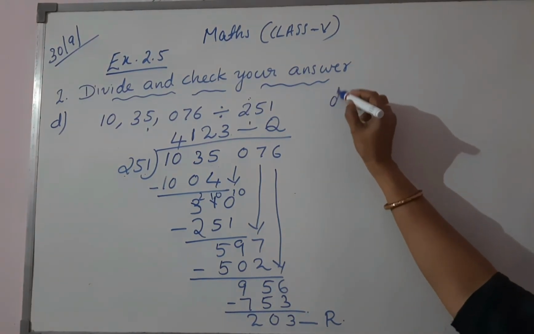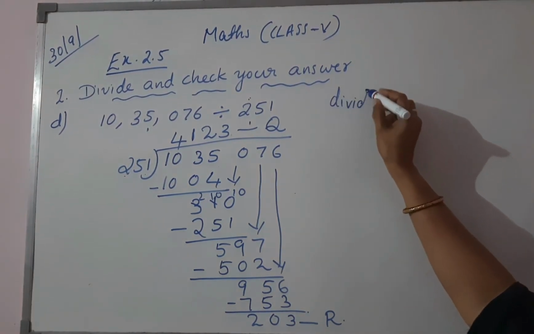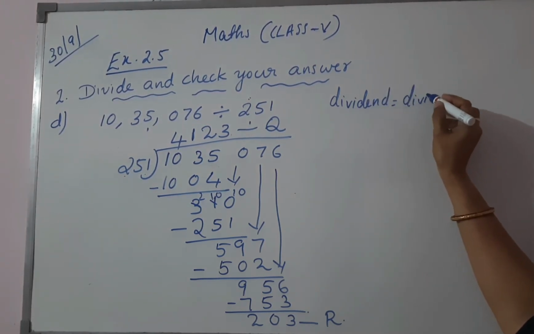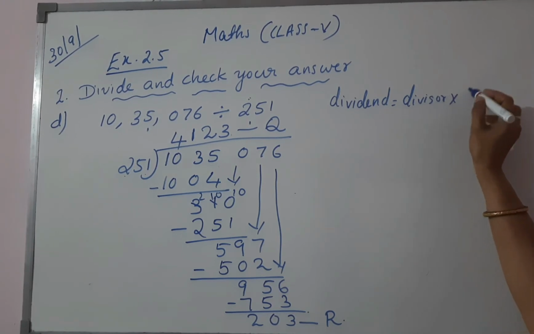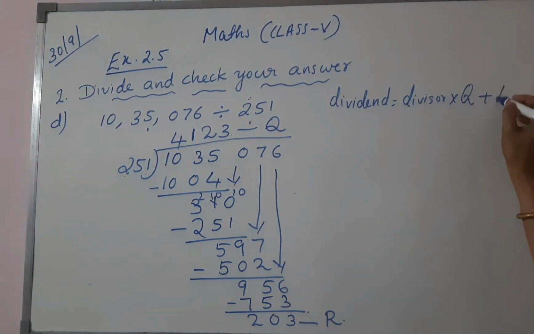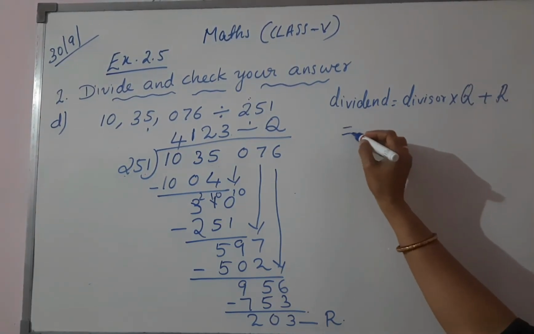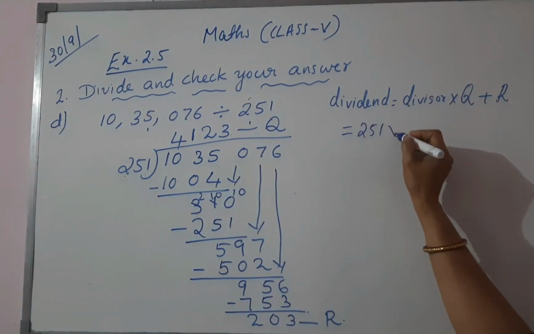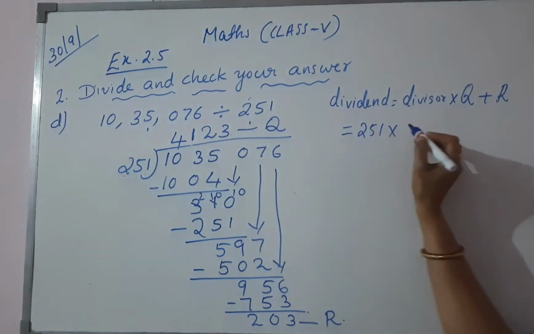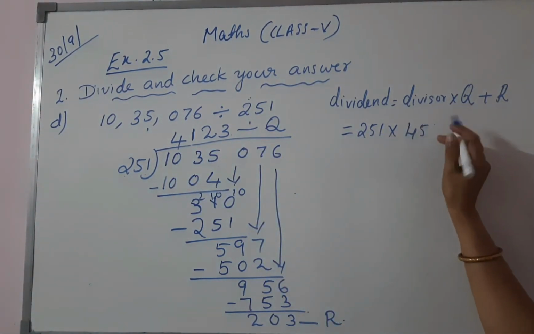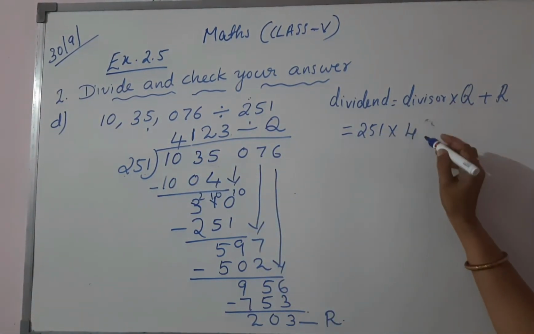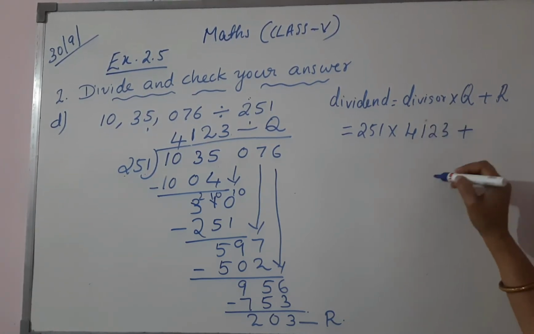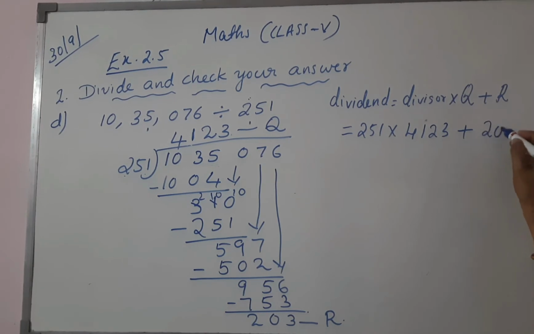So dividend is equal to divisor into quotient plus remainder. So divisor, what is divisor? 251 into quotient is what? 4123 plus remainder, that is 203.